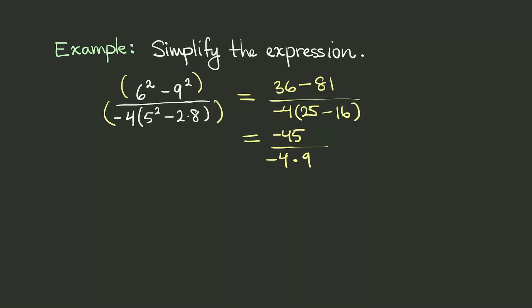So in the numerator, when we divide by 9, we'll get -5, and in the denominator, when we divide by 9, this will be replaced with 1. So now we have -5 over -4 times 1. Now we have a negative divided by a negative, so that just becomes 5 over 4.